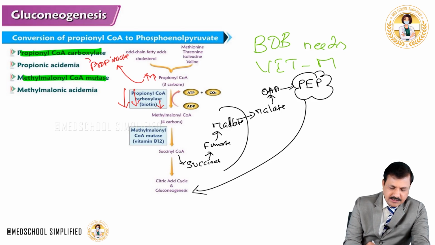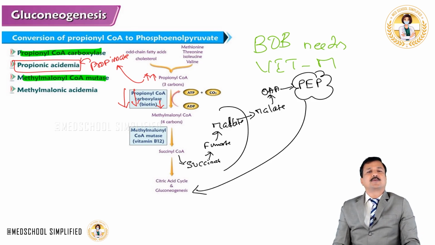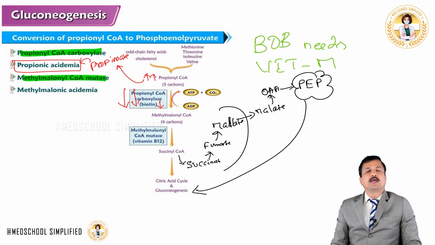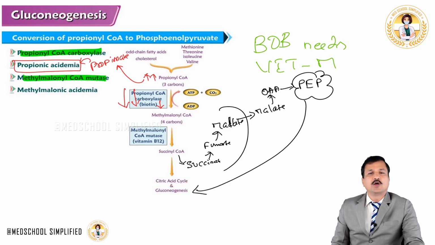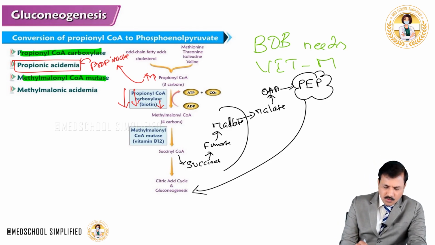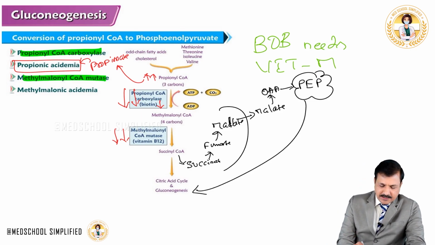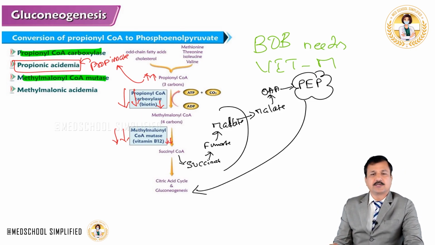That's why the disease is propionic acidemia, which can be a genetic condition because of mutation in a gene coding for propionyl-CoA carboxylase, or it can be secondary to biotin deficiency. Remember that. The other thing is, what if there is a decreased activity of methylmalonyl-CoA mutase enzyme, or if there is a deficiency of vitamin B12?